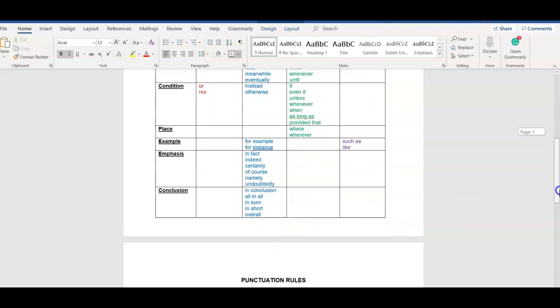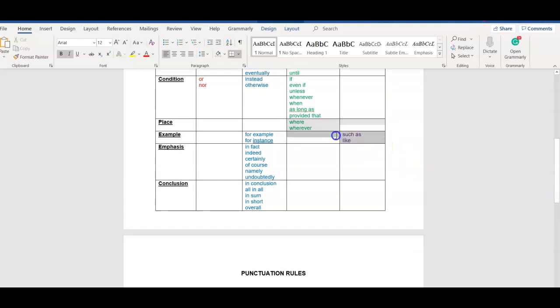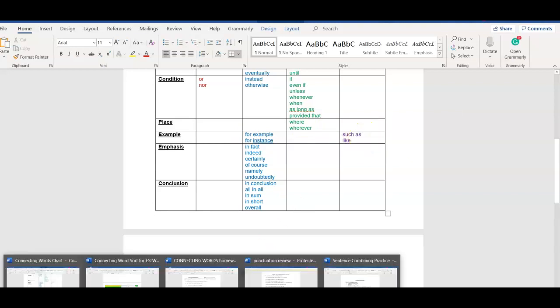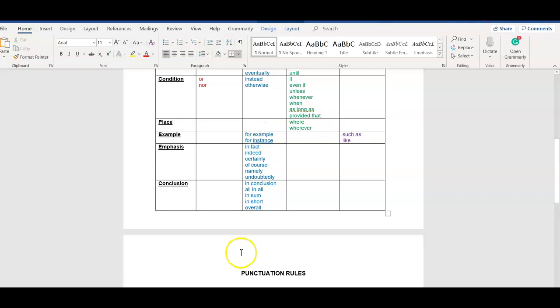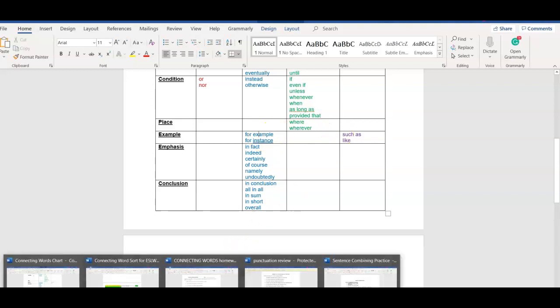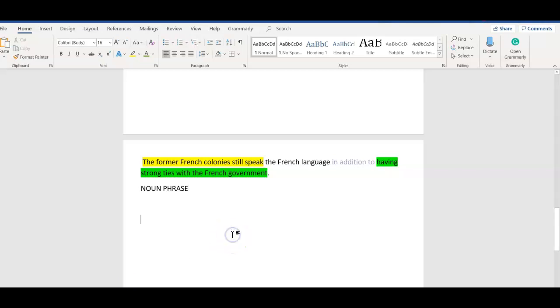I'm going to show one more example with some of the most famous connecting words, for example, and such as. So you can see that for example is a blue connecting word, and such as is purple, which means it's a preposition. Okay, now I'm going to give an example with for example first. Okay, we learn many things in reading class. Now here are some of the things we learn in reading class: vocabulary, comprehension, and reading faster. So there are two ways that I can make these sentences.